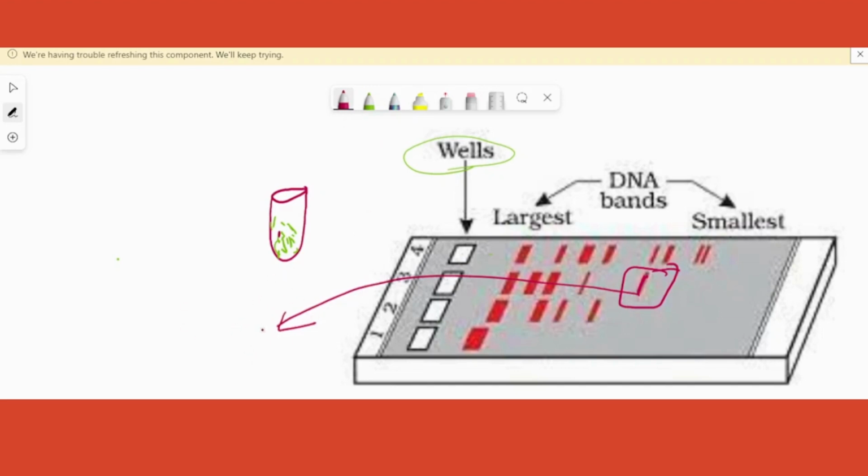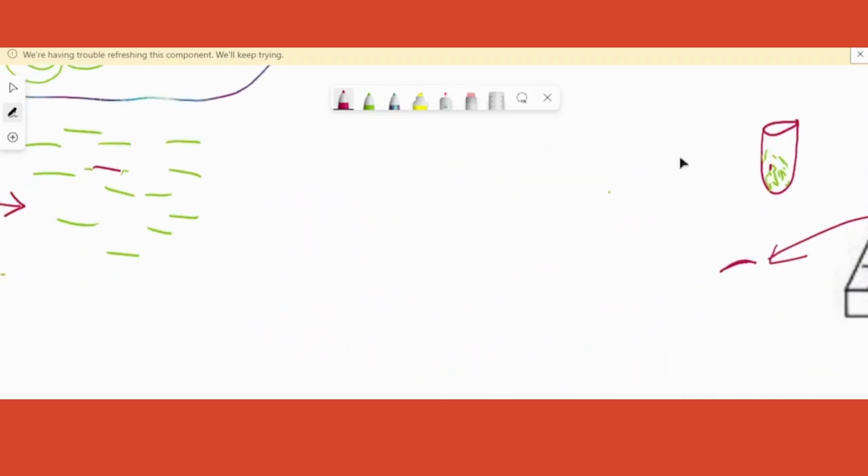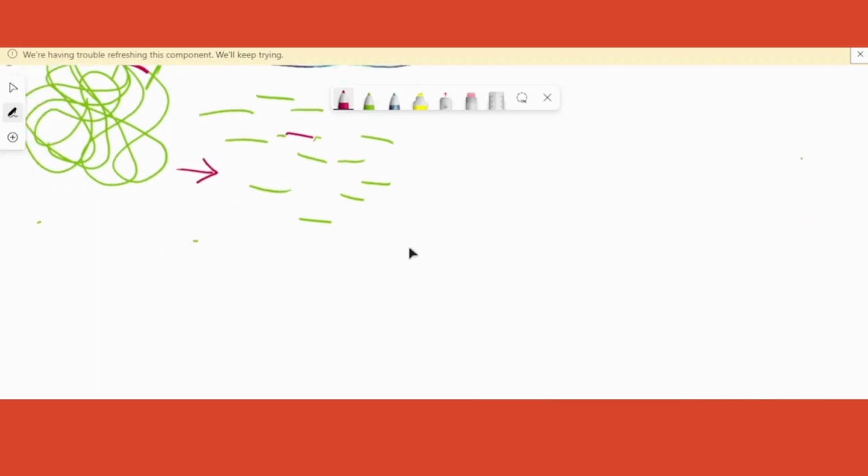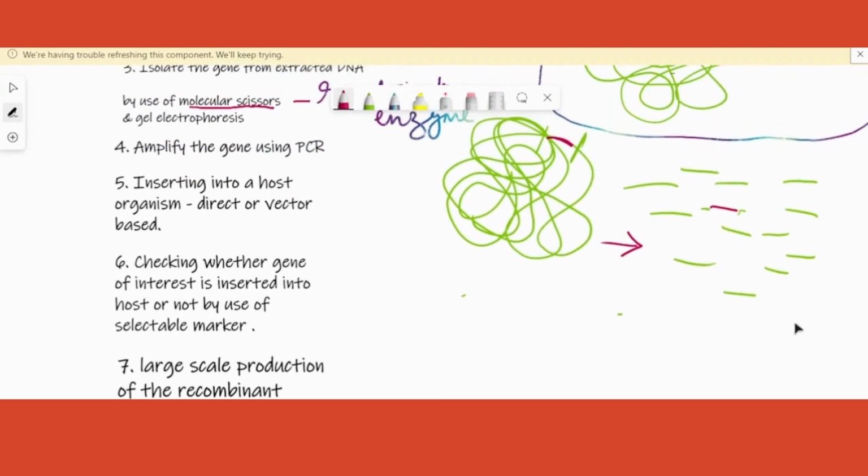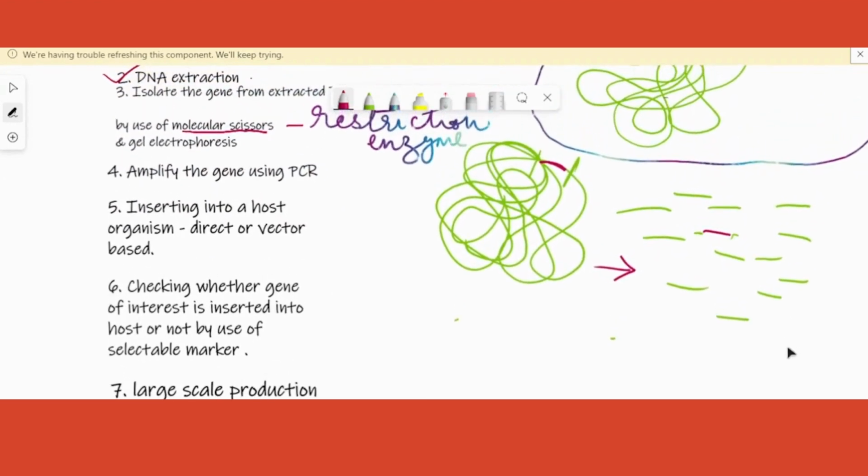So you have our gene of interest. How many copies do we have? We have only one. Is that enough? It's not enough for us. We are going to do some huge processes in genetic engineering. We cannot have only one piece of DNA and then say, oh, I want to do genetic engineering. Not possible. So what will we do?